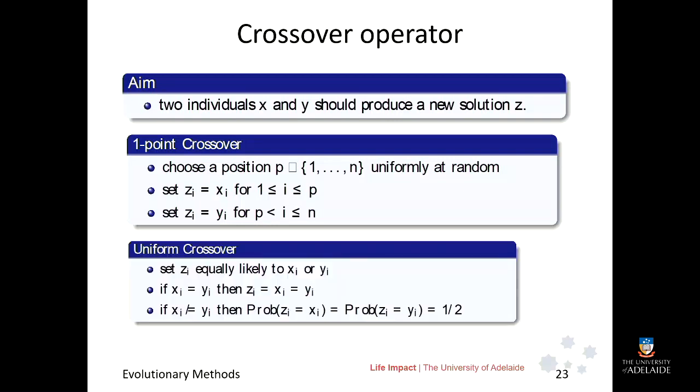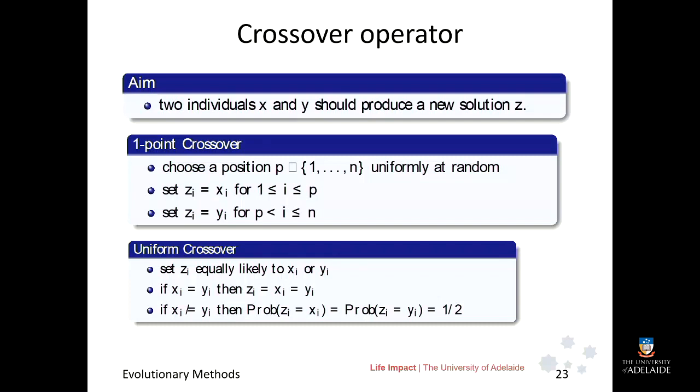So you're given two individuals, x and y, and you should produce a new solution z. At position i, for the new individual, if they are the same, so if they are both 1 or both 0, you just copy whatever there is. If they are not equal, then just choose a 0 or 1 with probability 1/2. So this is what you said, right?